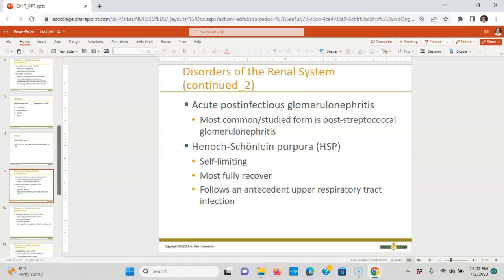So what's it going to sound like? A colicky abdominal pain, palpable purpura, non-migratory arthritis or not being able to move or stiff joints, edema of the face, lips, hands, feet, scrotum, gastrointestinal bleeding, hematuria, proteinuria, anorexia, malaise, and red or purple subcutaneous nodules found in the pretibial area.